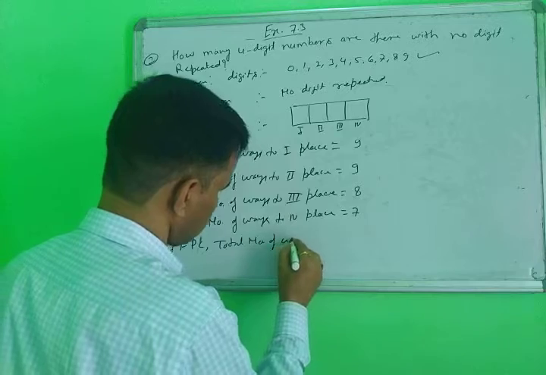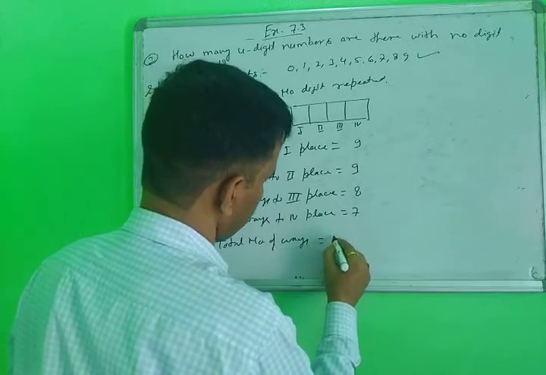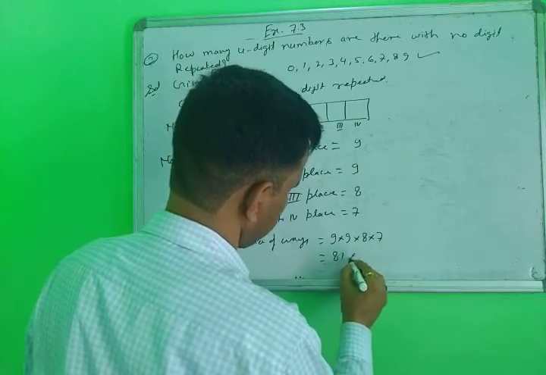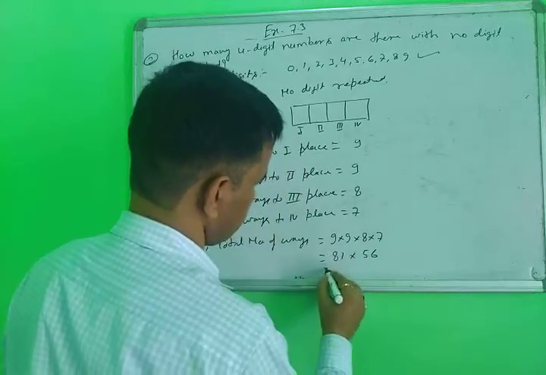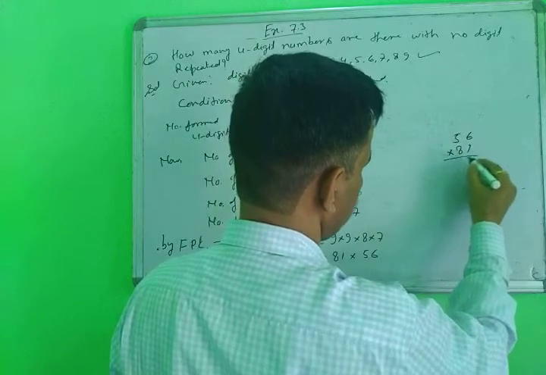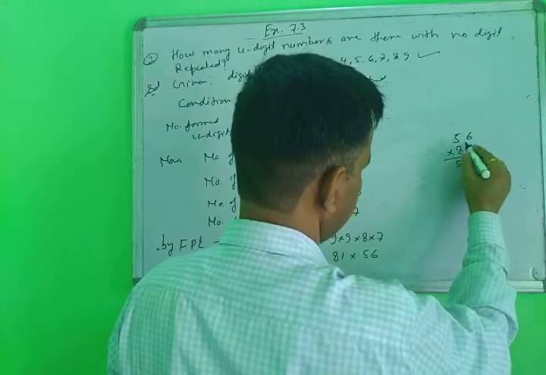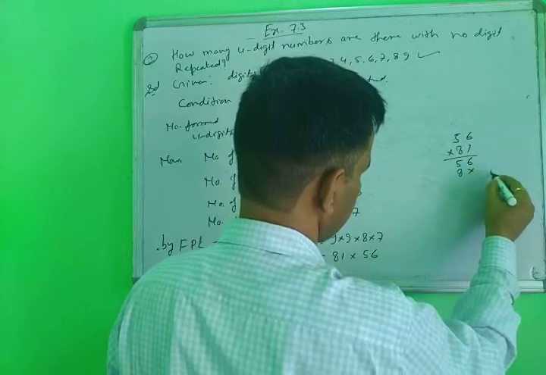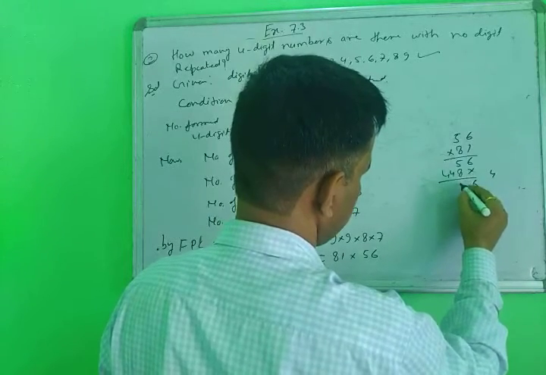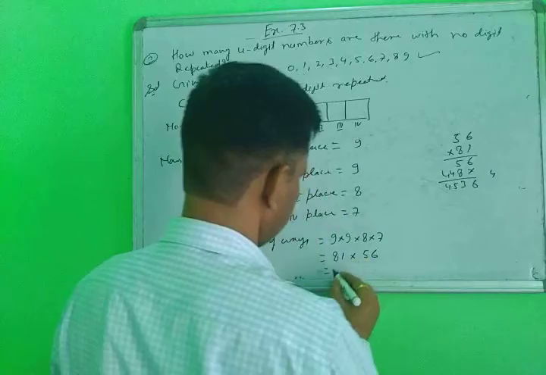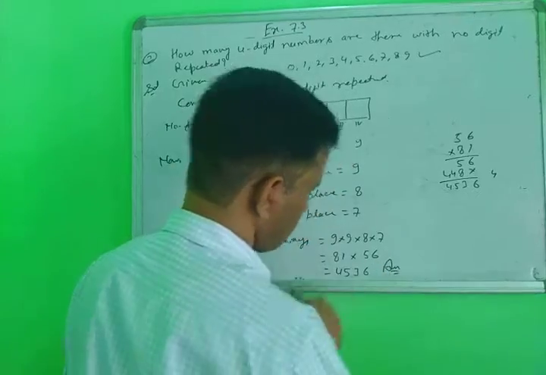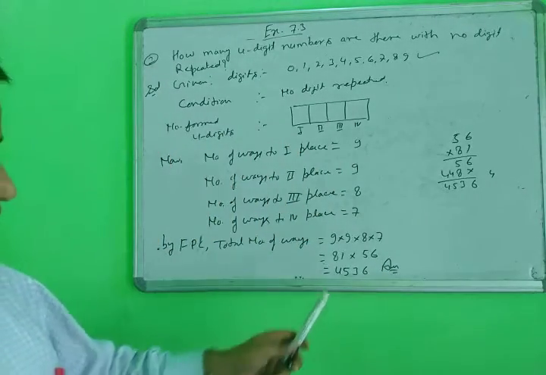By the FPC, the total number of ways is equal to 9 into 9 into 8 into 7. 9 times 9 is 81, and 8 times 7 is 56. Then you multiply 81 by 56. 56 times 1 is 56. 8 times 6 is 48, carry 4. 5 times 8 is 40, and 44. 6, 8, 5, 13, 44 and 45. The result comes to 4536. So this is your final answer: the total number is 4536.